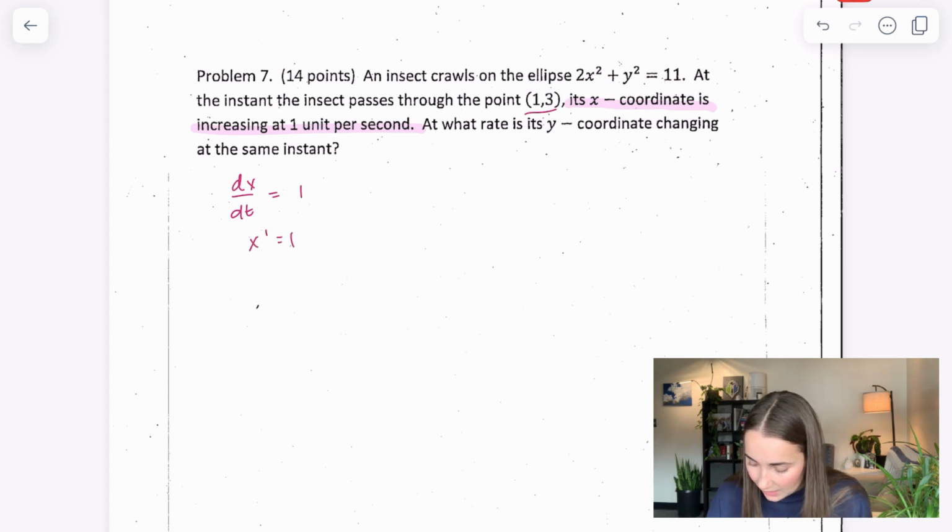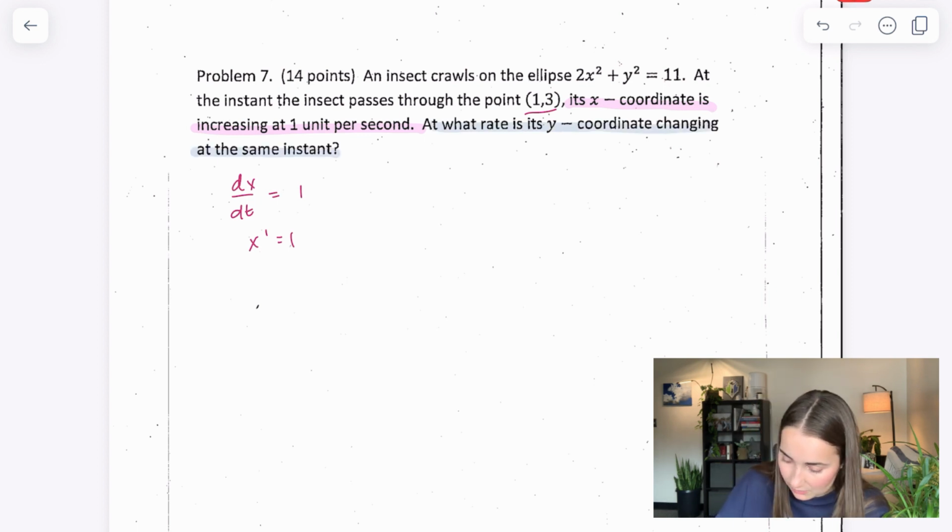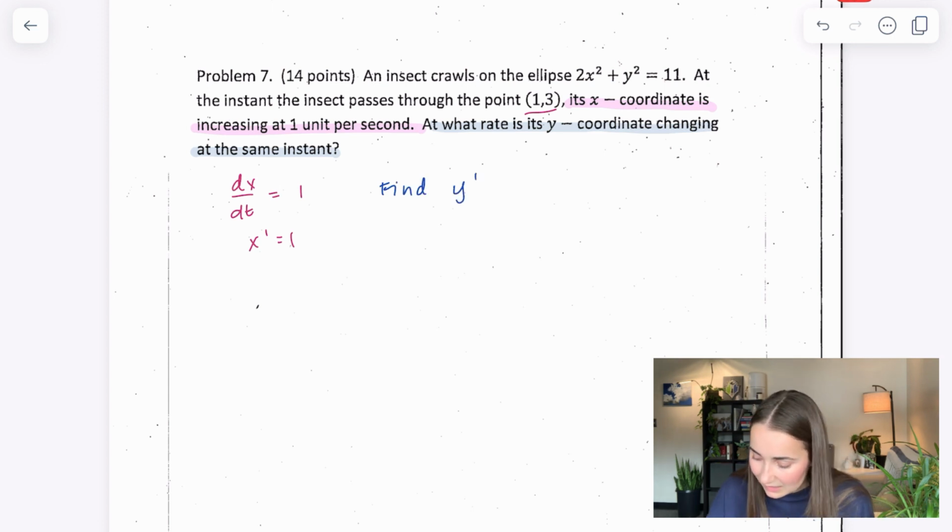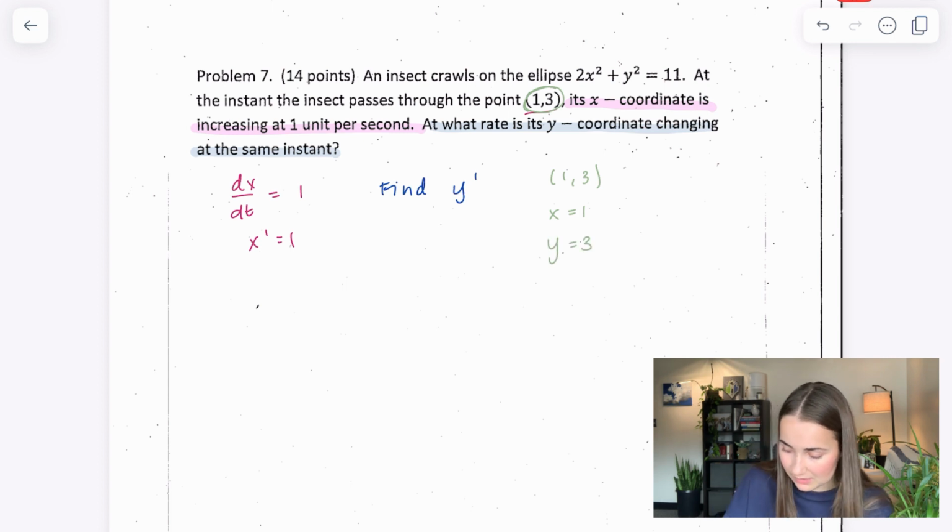We want to go ahead and find the rate the y coordinate is changing at that same instant. And so we want to go ahead and find y prime or dy/dx. So let's go ahead and pick out one more piece of information we know, and that has to do with our point. The point (1, 3) tells us that x is equal to 1 and y is equal to 3.